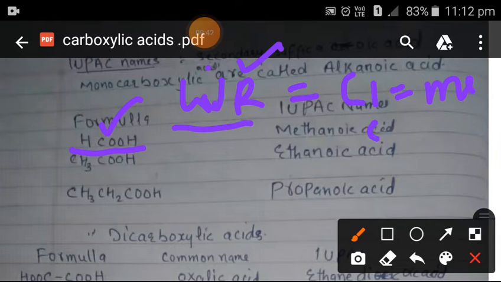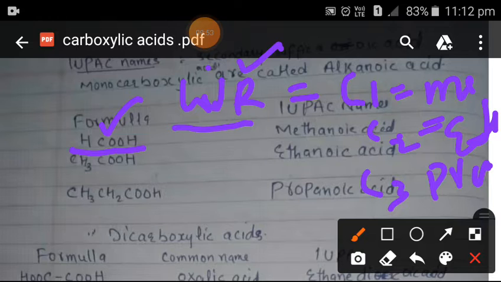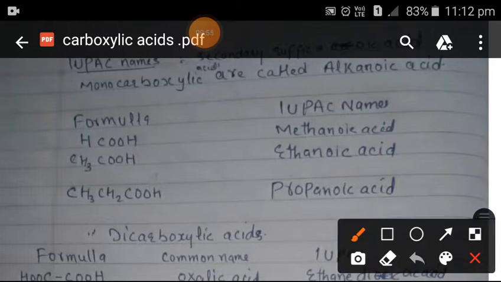When there are two carbon atoms, then it is eth. When there are three carbon atoms, then it is prop. Accordingly, but, pent, hex, hept depend upon the number of carbon atoms. So here there is one carbon atom, so the word root is meth. Clear?